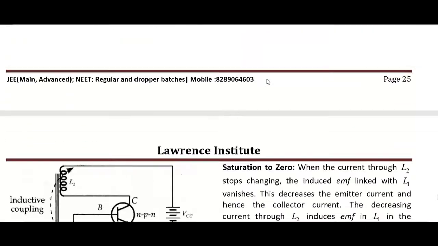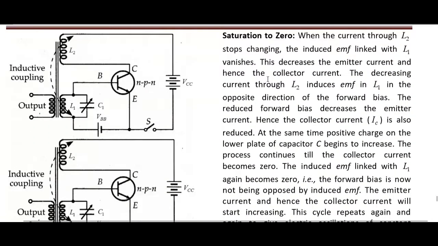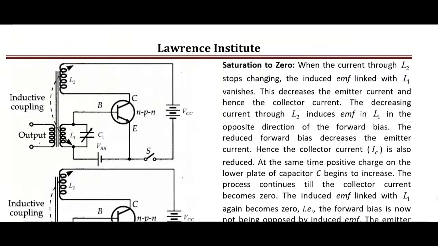Now, here we have got a circuit. There are various methods of feedback. One is coupling. Here we have got an LC circuit. The LC circuit is coupled with this circuit. And this is the LC tank circuit, which gives us the oscillation as an input.